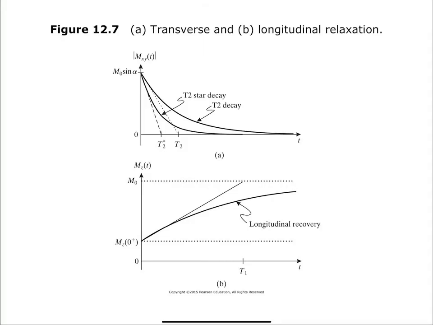So this is the summary. So remember, we have the T1 recovery here. And then here we have either T2 or T2 star decay. And T2 star always is less than T2, right? Because T2 star has both the T2 decay and the T2 prime decay components. So you should always have T2 star going to be less than or equal to T2.